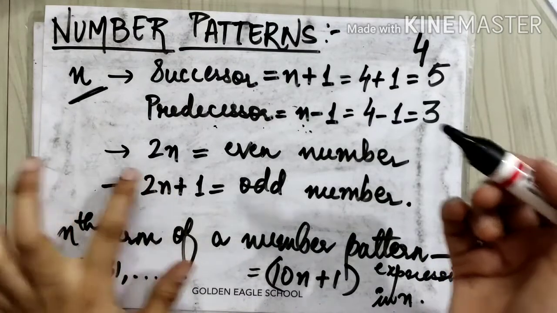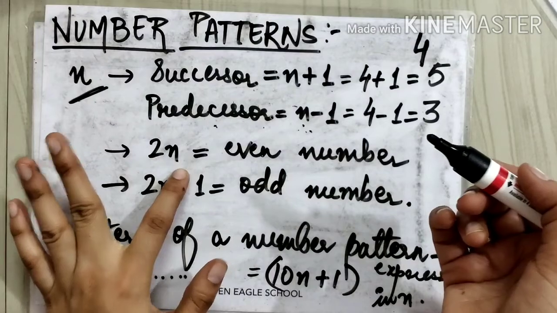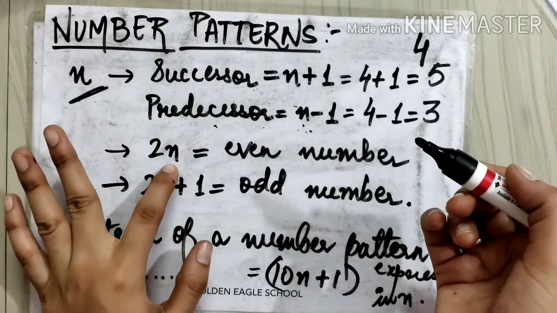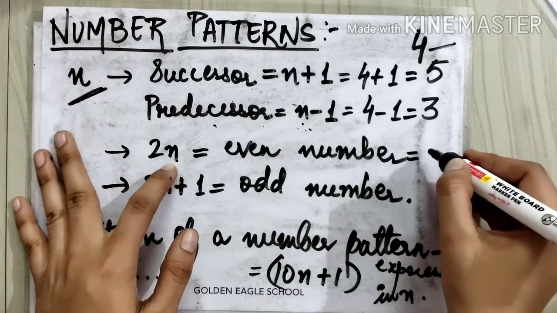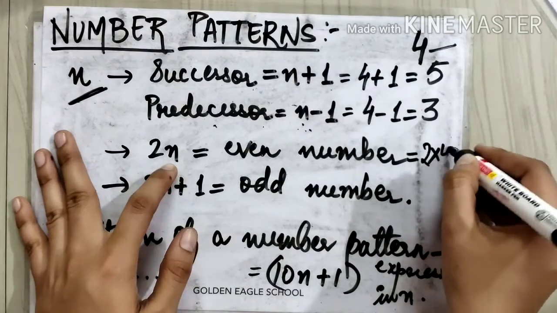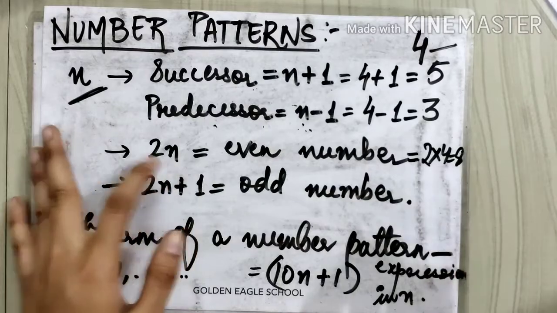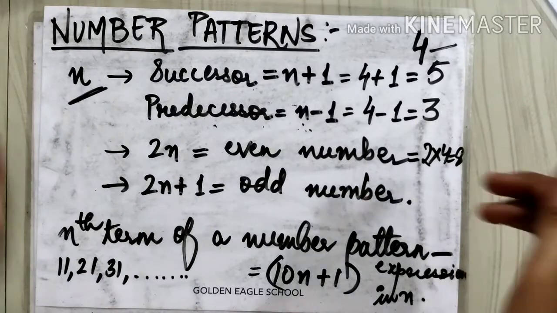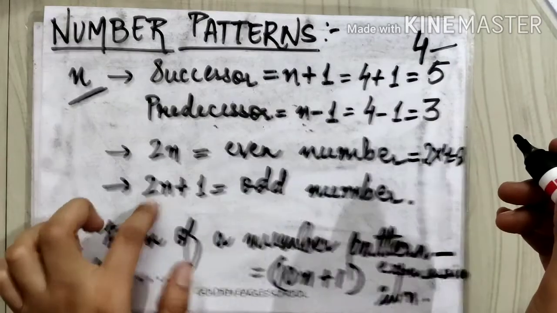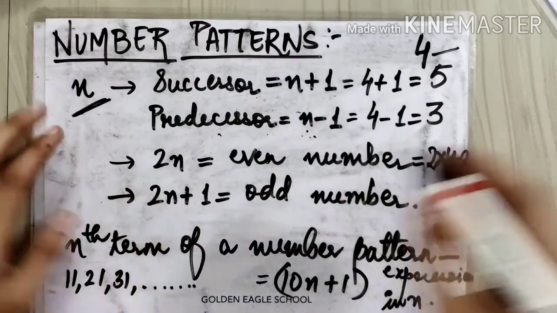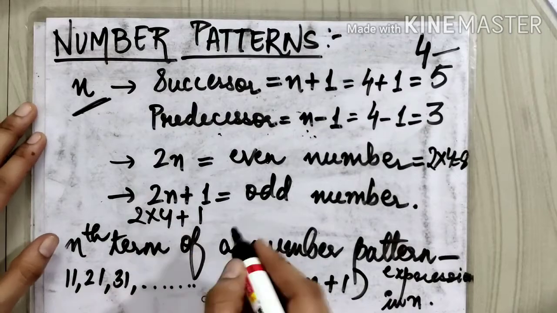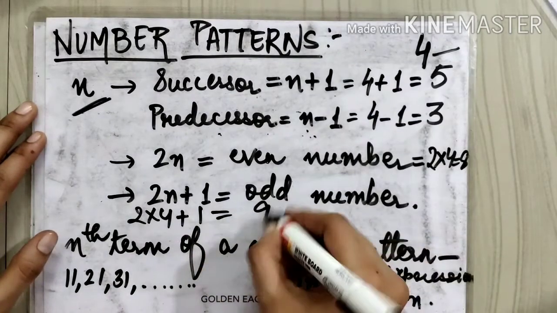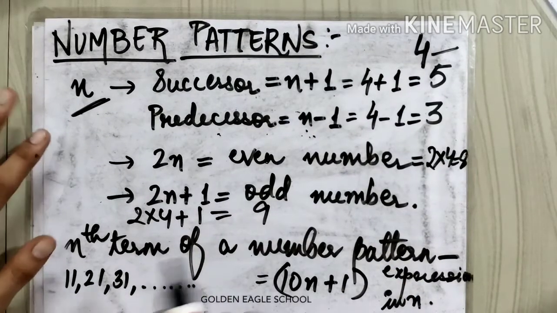Similarly, if we write the formula 2n and we place n equals 4, because we have supposed this, this will be an even number. So, 2 multiplied by 4 is 8. 8 is even, right? Similarly, if we write 2n plus 1, that is 2 multiplied by 4 plus 1, which is 8 plus 1. That is an odd number. Yes, 9 is an odd number.